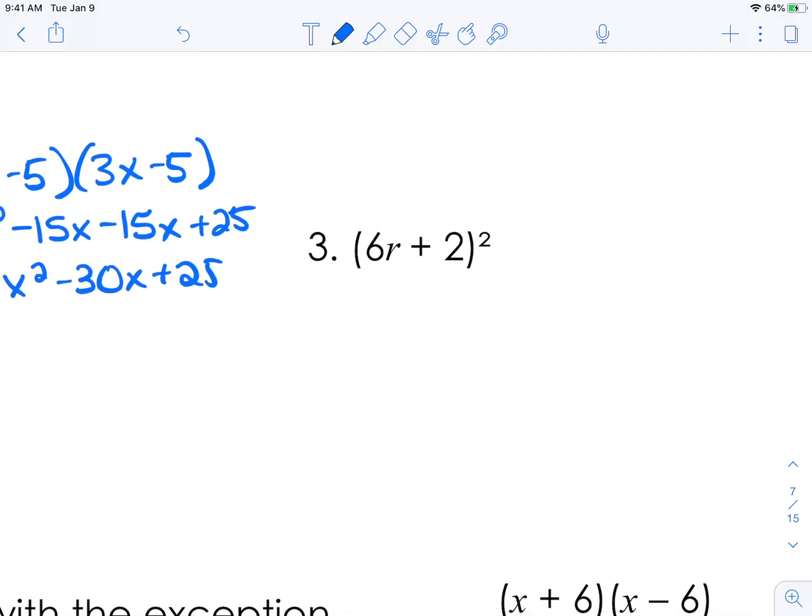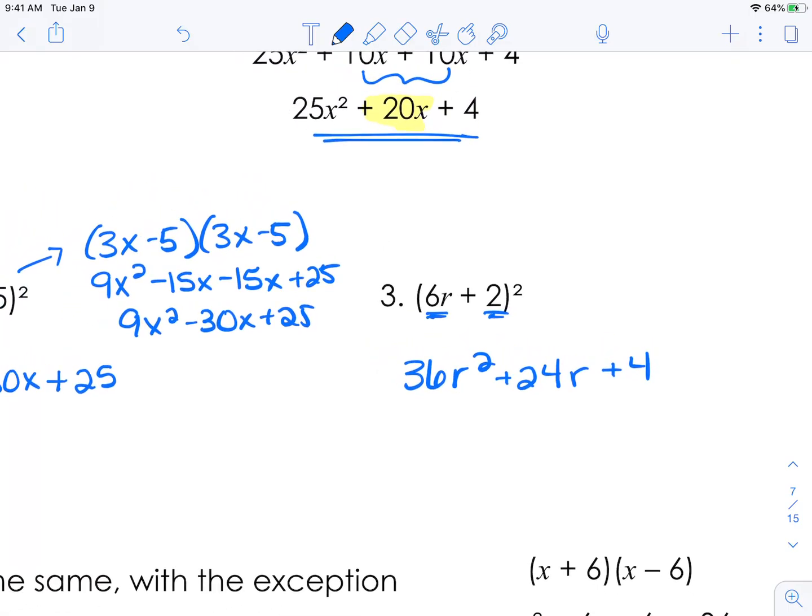So it's the same thing. So over here, let's try this again. Square this, you get 36r squared. Square this, you get plus 4. Multiply these two together, you get 12 times 2 is 24x, or in this case, it's an r.